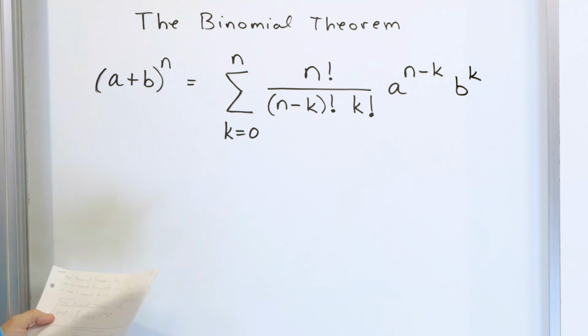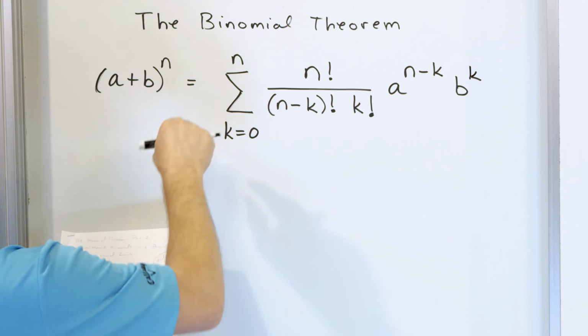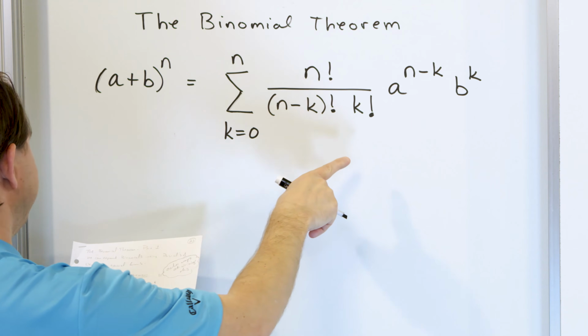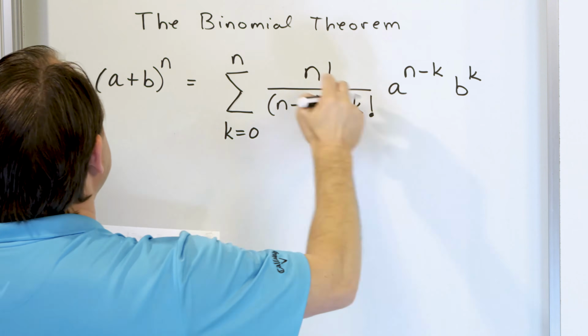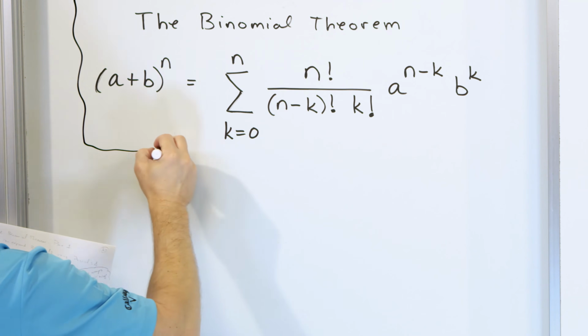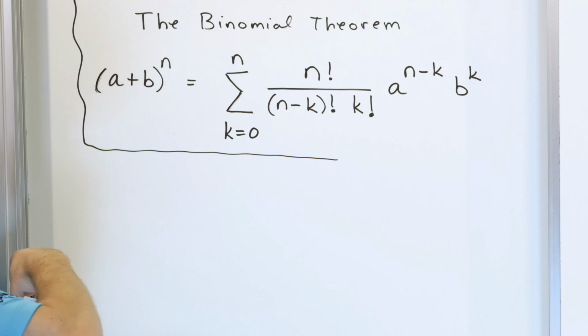So let me just double check myself. A plus b to the n, sum from k equals 0 to n, n factorial over (n minus k) factorial k factorial, a to the n minus k, b to the k. This thing is the famous binomial theorem. I told you it would look intimidating, okay?